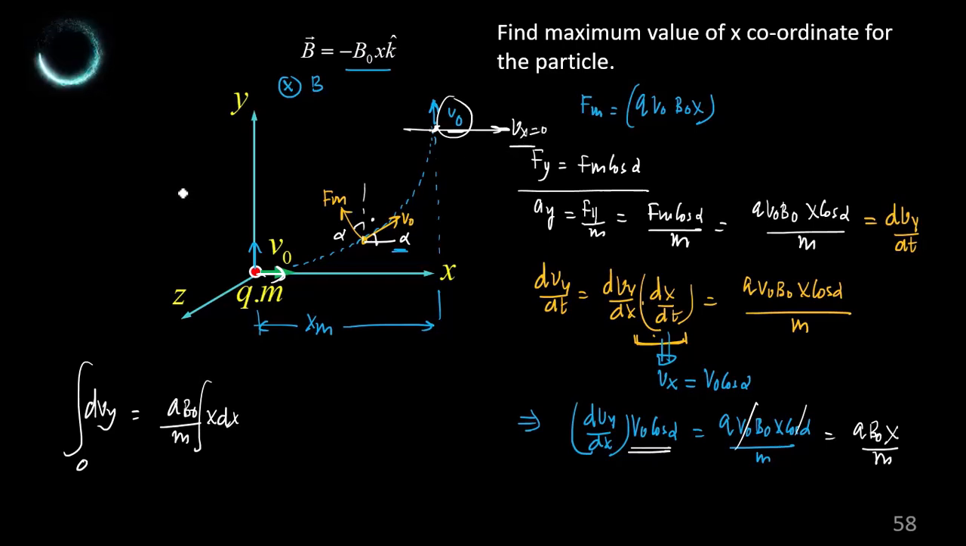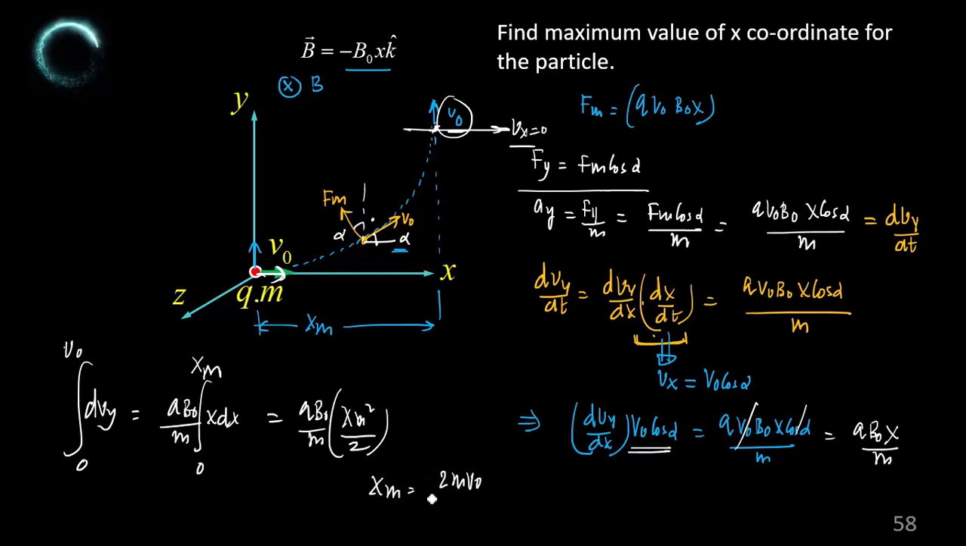So this is the maximum position in the x direction. Integrating from 0 to v naught, initially x is 0, and finally I am getting xm. So q v naught by m into x max square by 2 should equal v naught. So what is xm that I am getting? Xm equals the square root of 2m v naught divided by q v naught. This is the maximum displacement of the particle along the x direction.